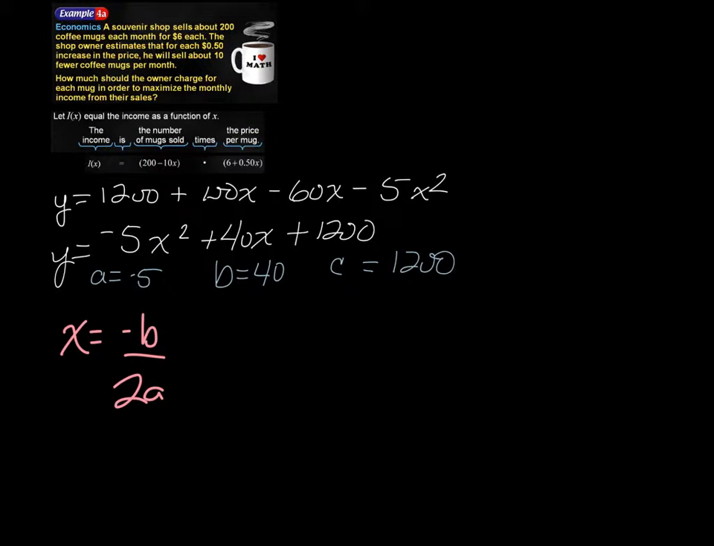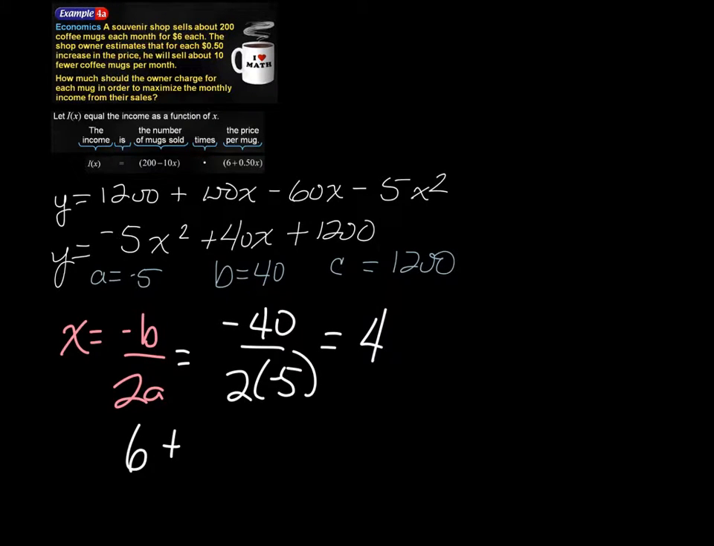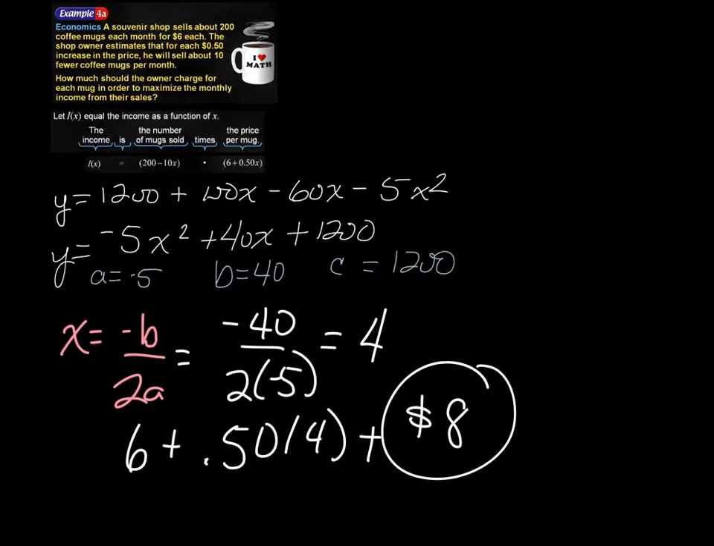To find the x-coordinate of my maximum, we're going to substitute in 40 for b and negative 5 for a. So negative 40 divided by negative 10 would be 4. So 4 was the number of 50-cent increases we were going to make. So 6 plus $2 would be $8.